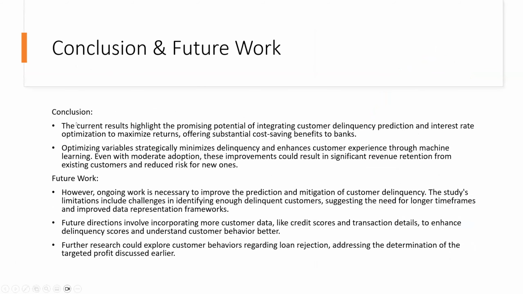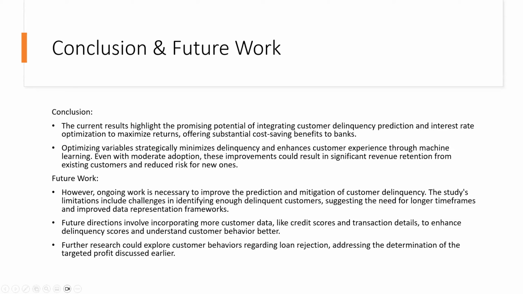So the current results highlight the promise and potential of integrating customer delinquency prediction and interest rate optimization to maximize returns, offering substantial cost-saving benefits to banks and financial institutions. Optimizing the variables strategically minimizes delinquency and enhances customer experience through machine learning. And even with moderate adoption, these improvements could result in significant revenue retention from existing customers and reduce risk for new ones. Future work would include improving the prediction and mitigation of customer delinquency.